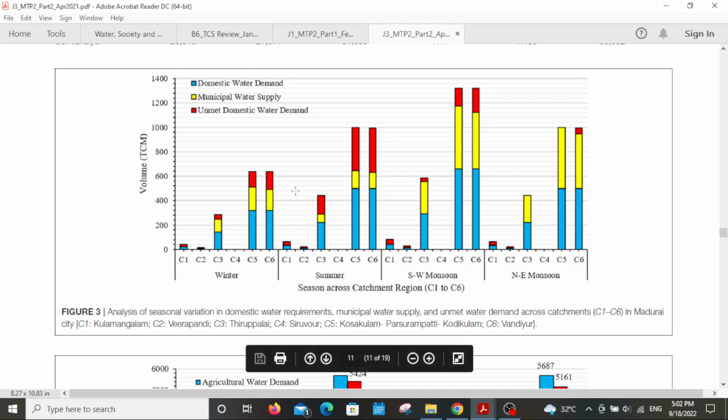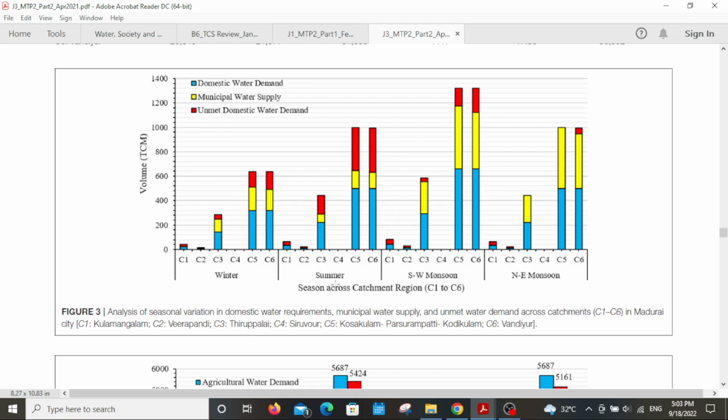If I describe this figure, this is the season-wise and catchment-wise volume of water availability. For example, how much the domestic water demand is shown here, and how much municipal water supply is supplied in each of the catchments, and how much is the unmet domestic water demand, which is the subtraction between domestic and municipal water supply.